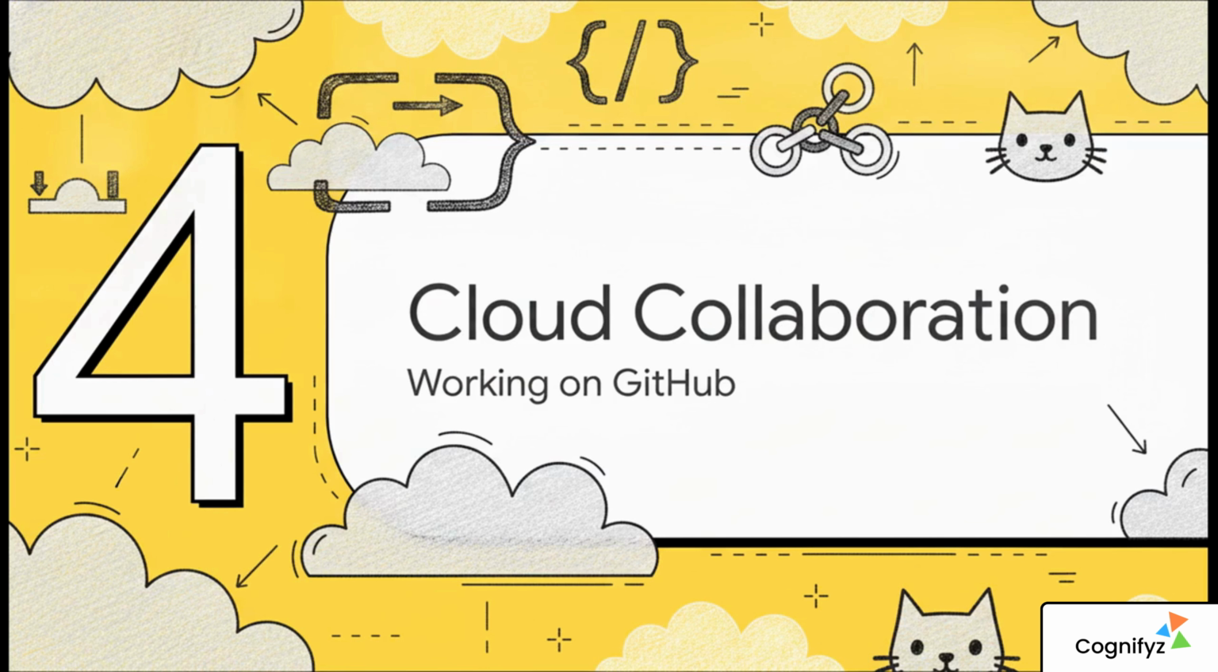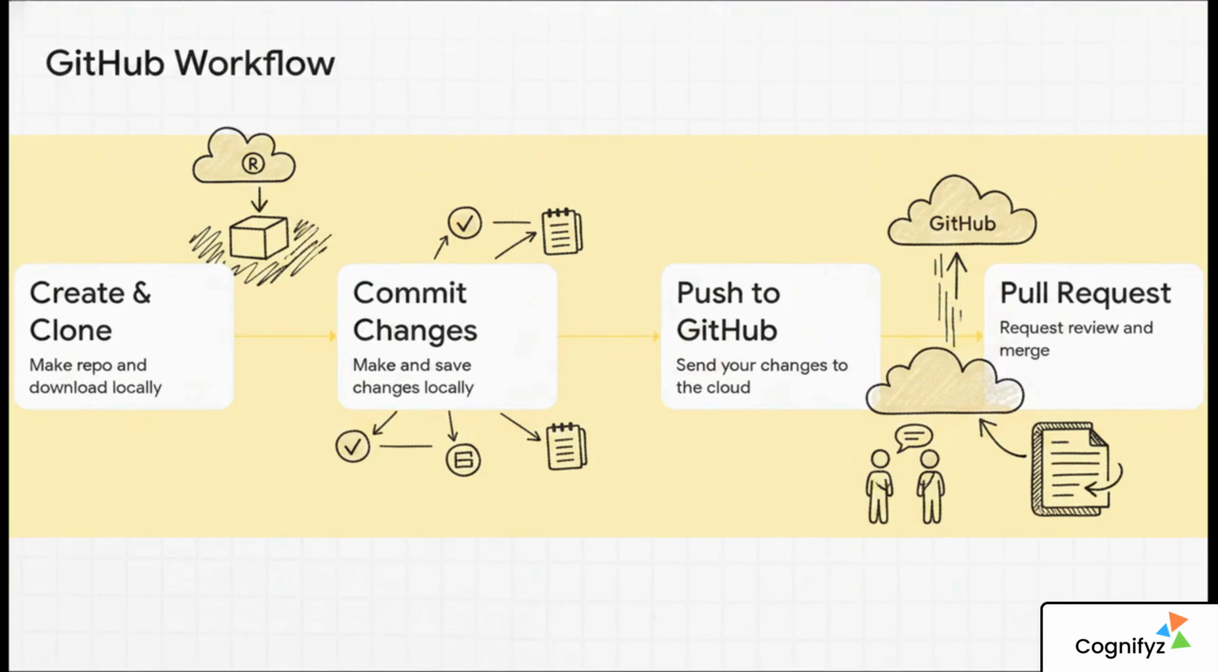Next up is Section 4, cloud collaboration on GitHub. So the crucial point here is that connecting your local Git engine to the GitHub cloud opens up incredible teamwork possibilities. First, you create a repository on GitHub and clone it, which basically means downloading a copy to your local machine. Then, just like we learned, you make and commit your changes locally. When you're ready to share your genius with the world, you push those changes up to GitHub.